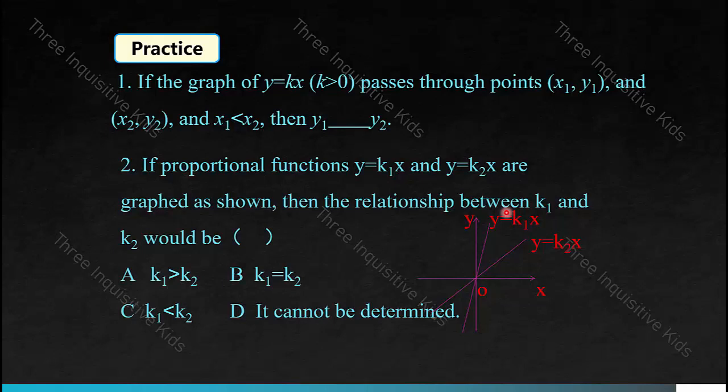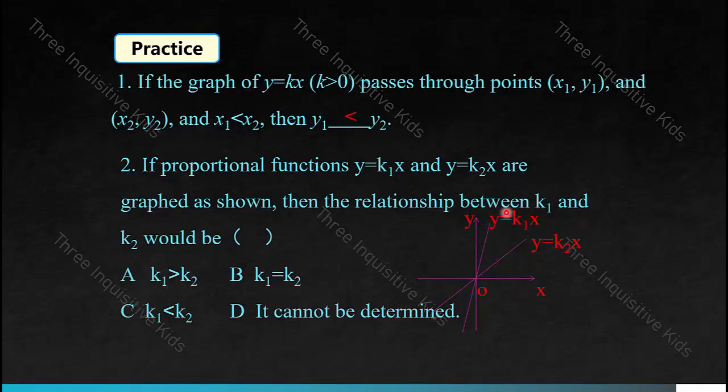1. If the graph of y is equal to kx, where k is greater than 0, passes through the points (x1, y1) and (x2, y2), and we know that x1 is less than x2, then y1 is blank y2. What is their size relationship? And for number 2, if proportional functions y is equal to k1x and y is equal to k2x are graphed as shown, then the relationship between k1 and k2 would be blank. Pause the video and fill in the blanks by yourself.